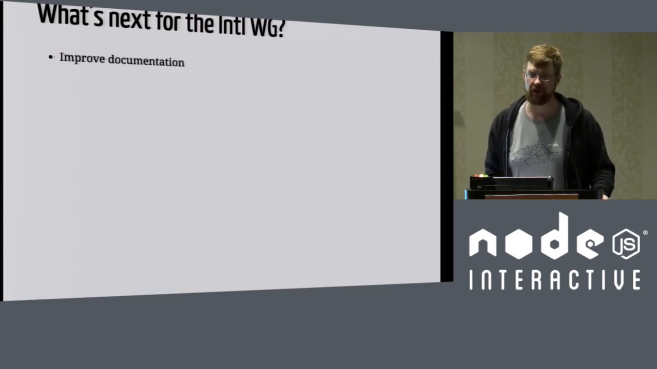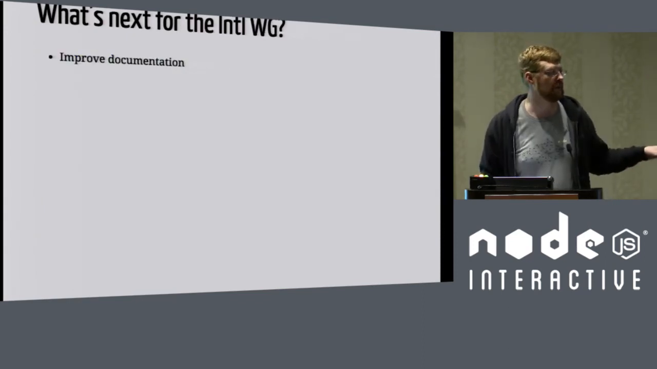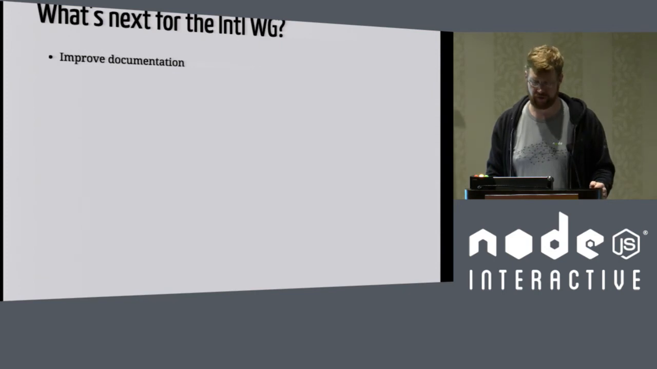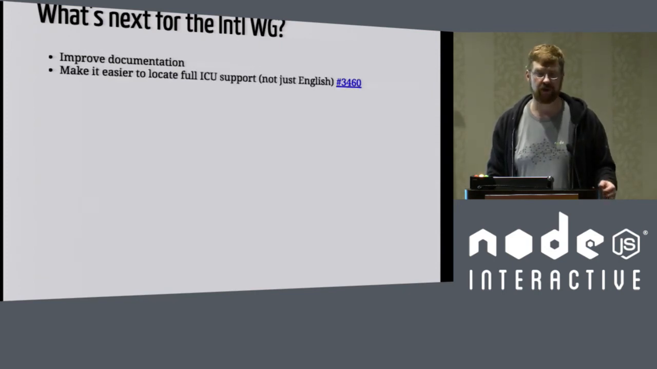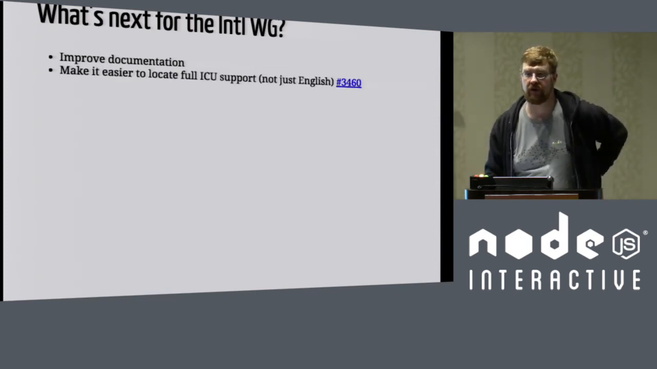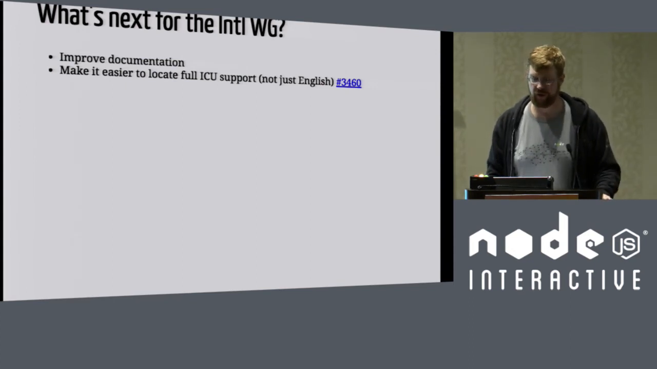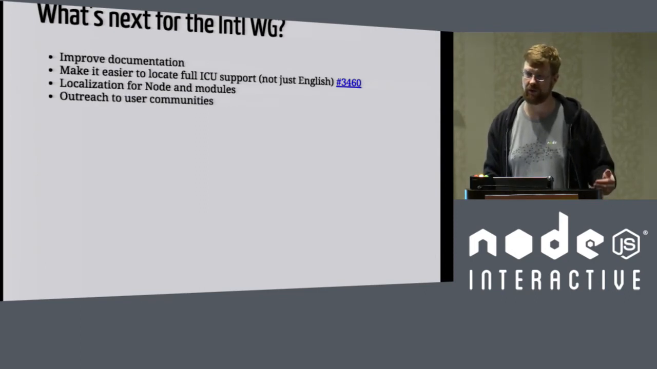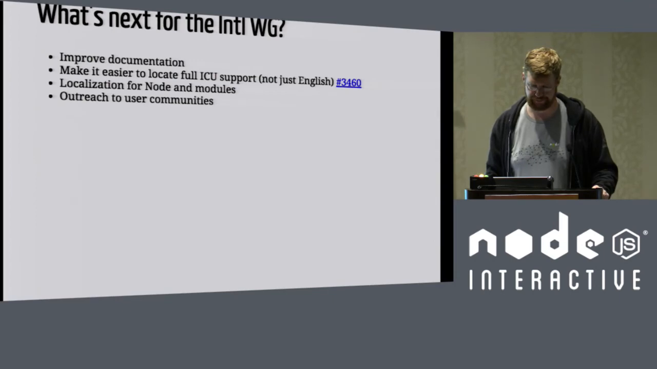We want to improve the documentation around internationalization. We want to take some of the comments from this presentation, some of the best practices, and get those out in front of users. We want to make it easier to locate full ICU support so that English-only might end up being a checkbox or just a package option in your favorite packager. And to localize Node itself, make it easier to localize modules, and reach out to the user communities to make them aware of the support.